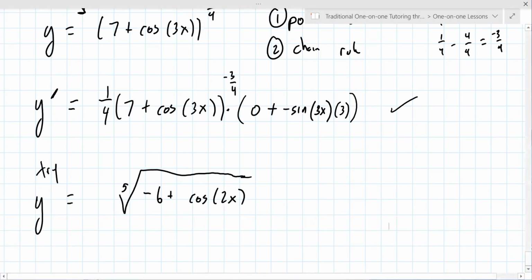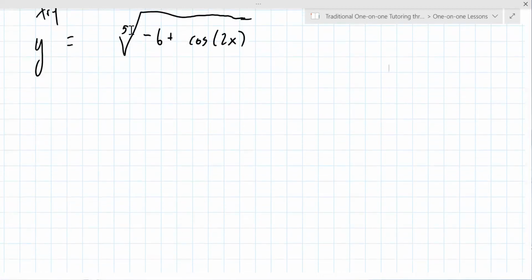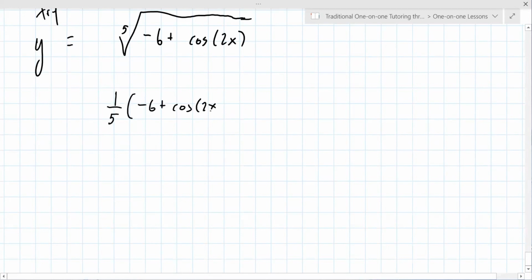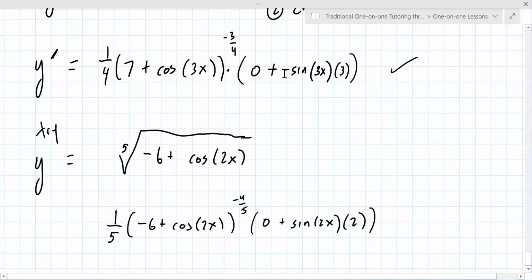Okay. All right. I'll just write out the answer and you can check. So the answer is 1/5 times (-6 plus cosine 2x) to the power of -4/5, times the derivative of the inside: the derivative of -6 is 0, plus negative sine 2x times 2. Actually, I'm sorry, the derivative of cosine is a minus sine. I'm sorry. Yep.